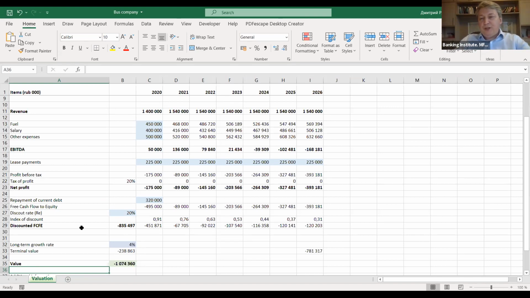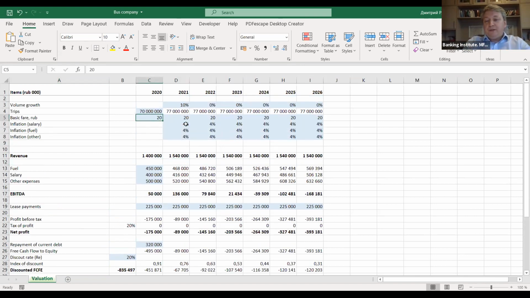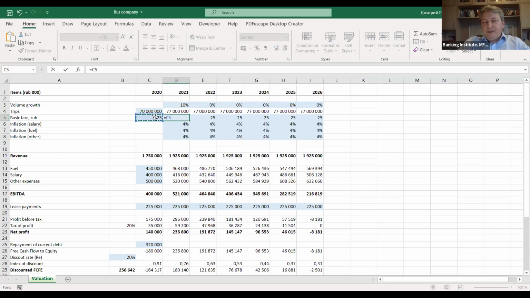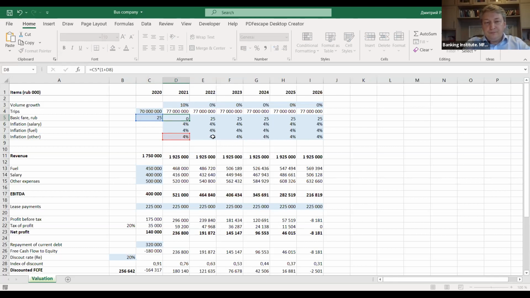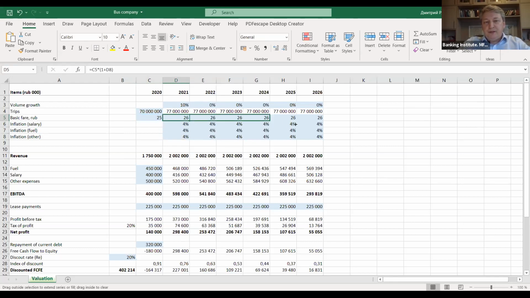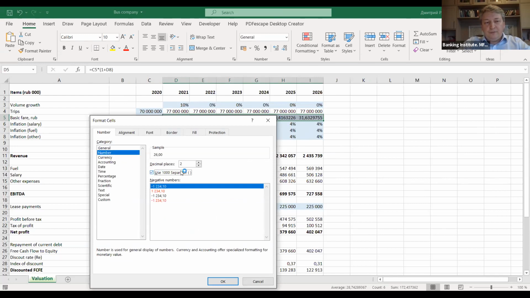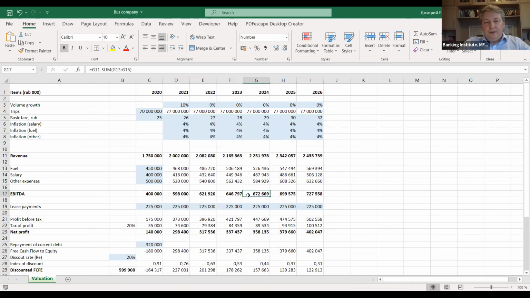Now, how did negotiations go further? Well, what do we get if we enter this market? First, we can change the price of the ticket to 25 rubles. And in the next years, it will be updated each year by the inflation rate. So we expect that our fare will be like this.